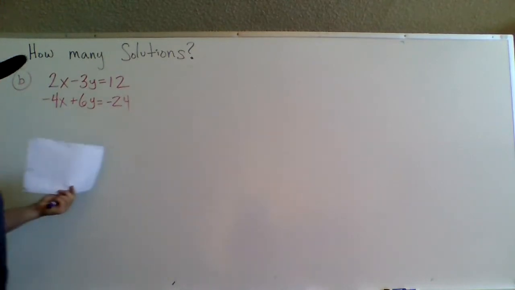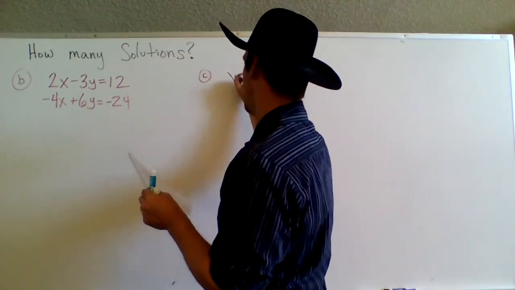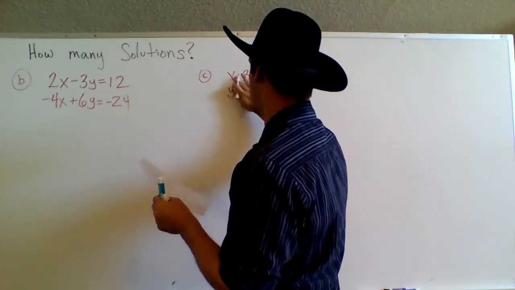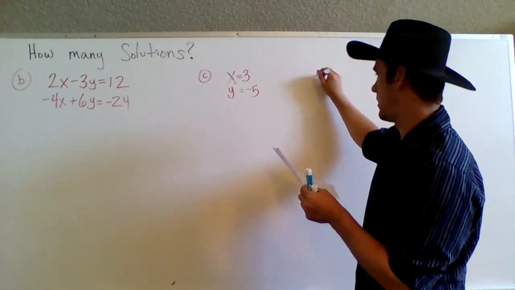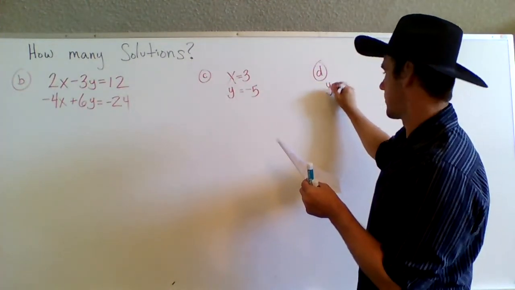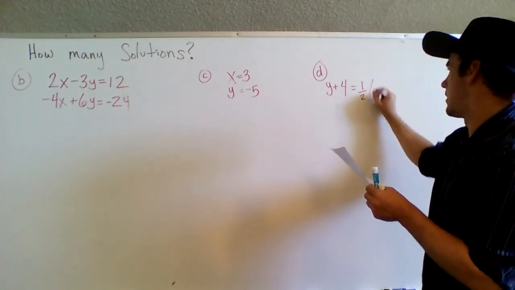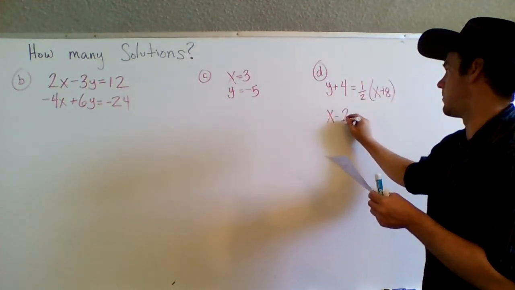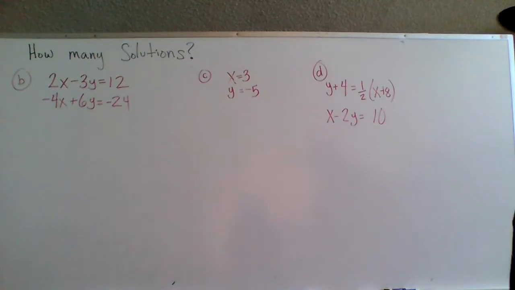There are going to be lots of different ways to figure out the answers to these, so I'll try to walk you through a couple, but I do want you to see if you can figure these out on your own. We've got x equals 3, y equals -5, a, b, c, d. y plus 4 equals 1/2 times x plus 8. And then x minus 2y equals 10. So we'll just do those three for now. You guys go ahead, give it a whirl, see if you can figure it out, and then when you're ready, come on back.